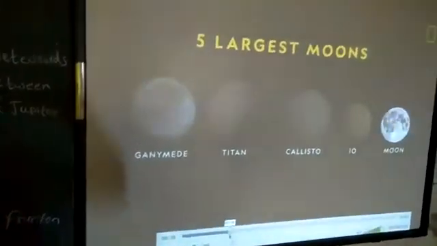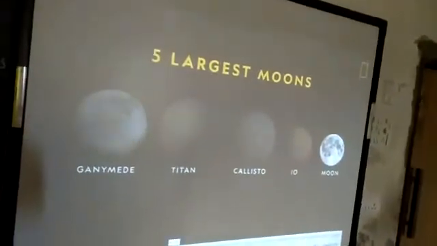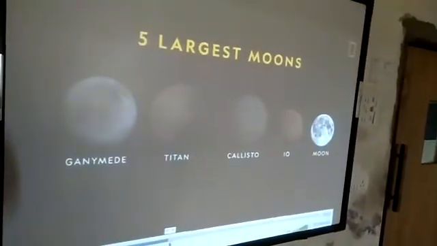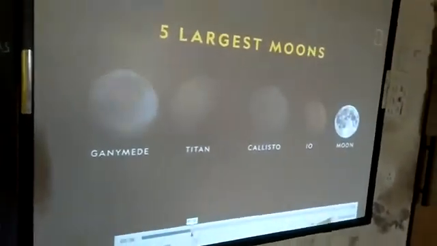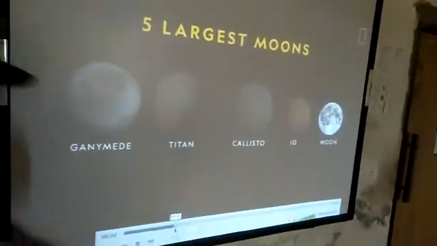So here are the natural satellites given. These are the natural satellites. Among them, the moon is also there, and its place is fifth as compared to the size.